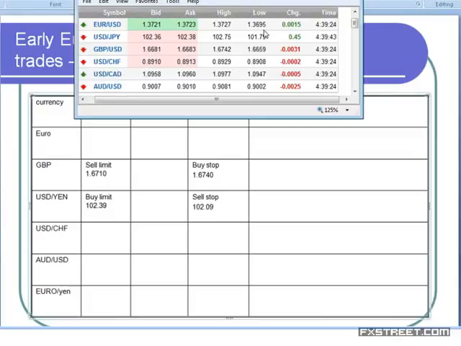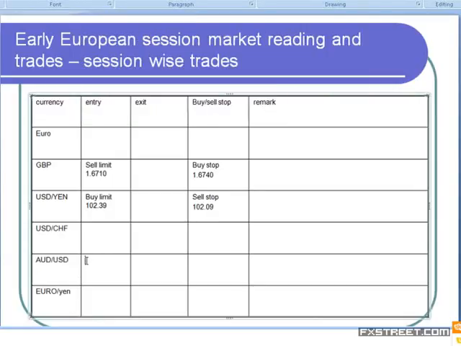So Euro has not made a 40 pip spread. CHF has not made a 40 pip spread. Here again, not a big spread. And in the case of Aussie, 0.9010 was the initial low. So I'll try to keep a sell limit at 0.9010, because when GBP is trying to make a small reaction for the data release, they could make a small firming up in the case of Aussie also.